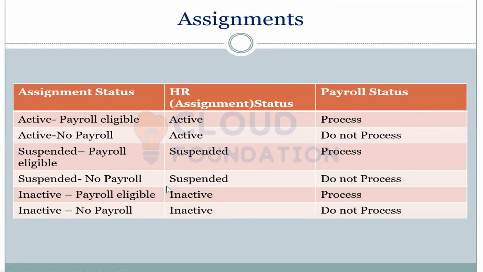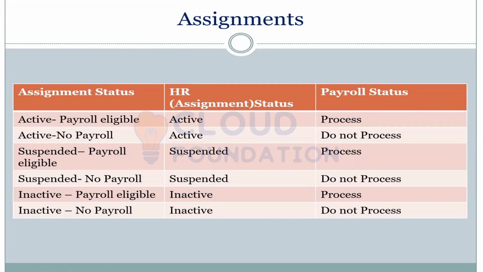Inactive means the assignment status is inactive. That means he is currently not working on that assignment. Suppose he's on a different project, but he's holding a secondary assignment, and that assignment is inactive, he's not working. But in that case, payroll can still be processed. This is the scenario. What kind of scenario can this be? Can you give an example?